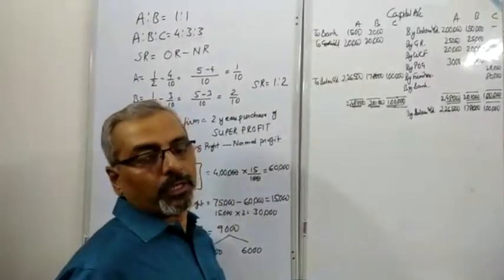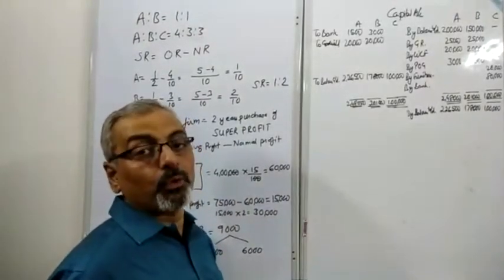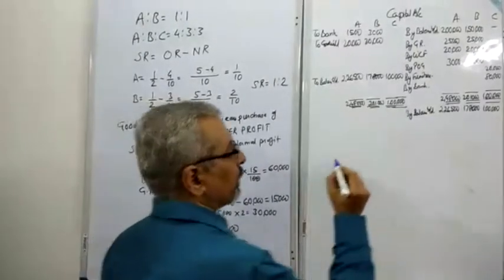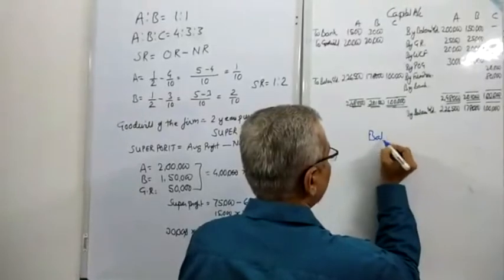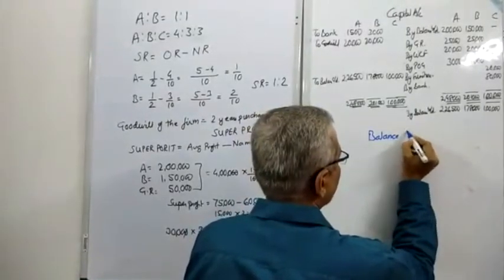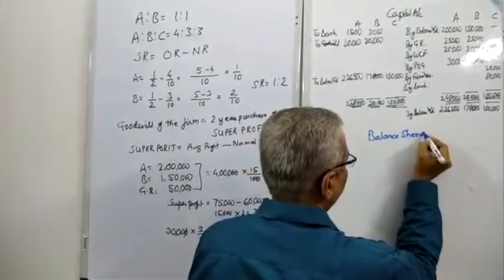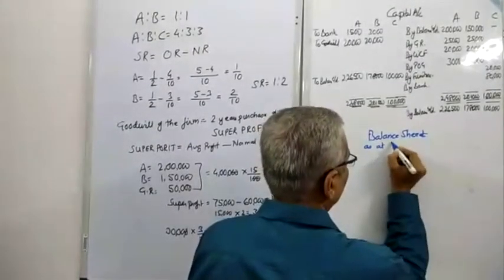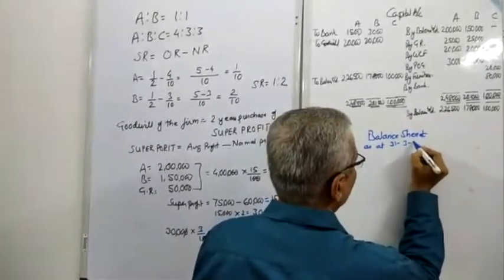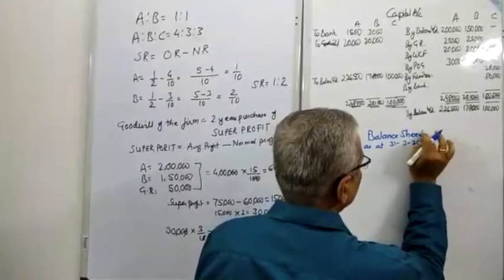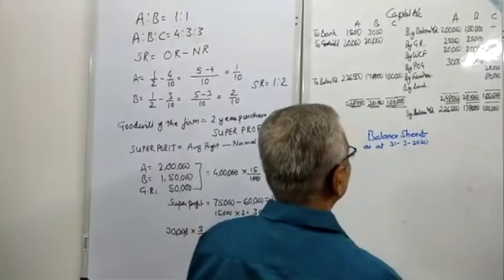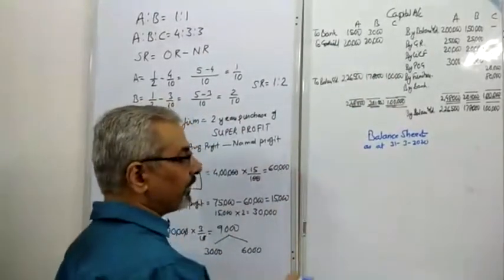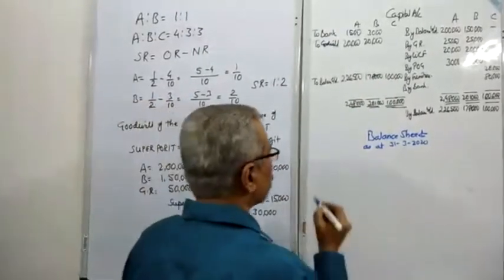After doing the workings, now let us move on to what the question has asked us, that is the preparation of the balance sheet. So, balance sheet as at 31st March 2020. Now, we have the capital balances. So let us start from the liability side, then we'll go to the asset side with the information which we have.